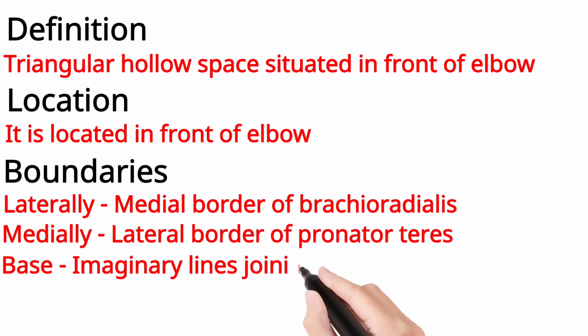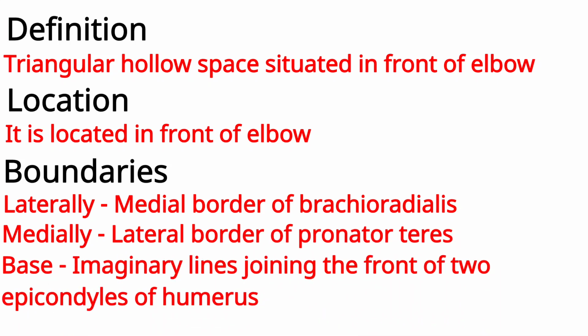So, now we are done with the definition and the location. Now, we will see the boundaries of the cubital fossa. So, boundaries of the cubital fossa are lateral, medial, base, apex, roof, floor, etc. So to start with, first we'll see the lateral boundary of the cubital fossa. The lateral boundary is formed by the muscle which is present laterally on the forearm. This muscle takes origin from the lateral supracondylar line and the lateral epicondyle of the humerus. This muscle is nothing but the brachioradialis. So brachioradialis muscle forms the lateral boundary of the cubital fossa.